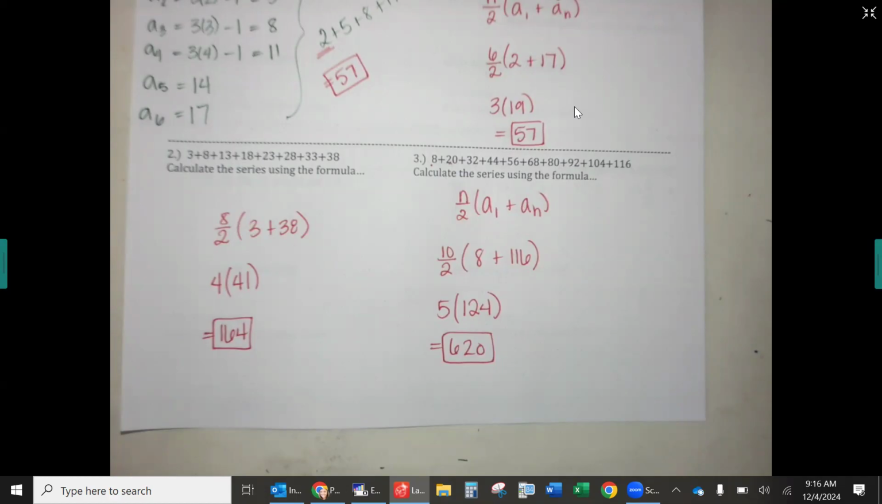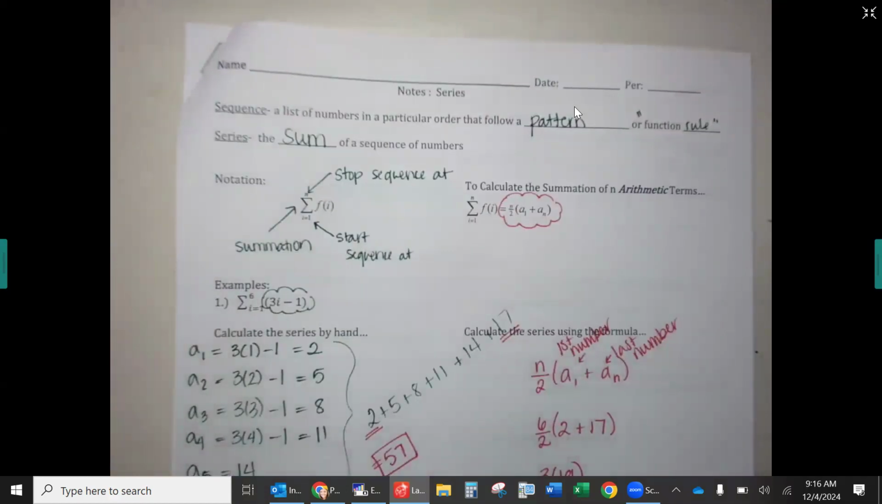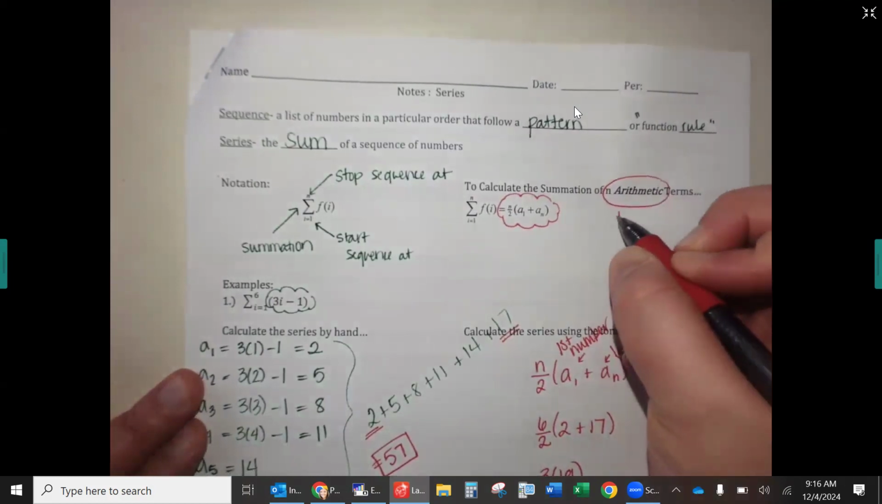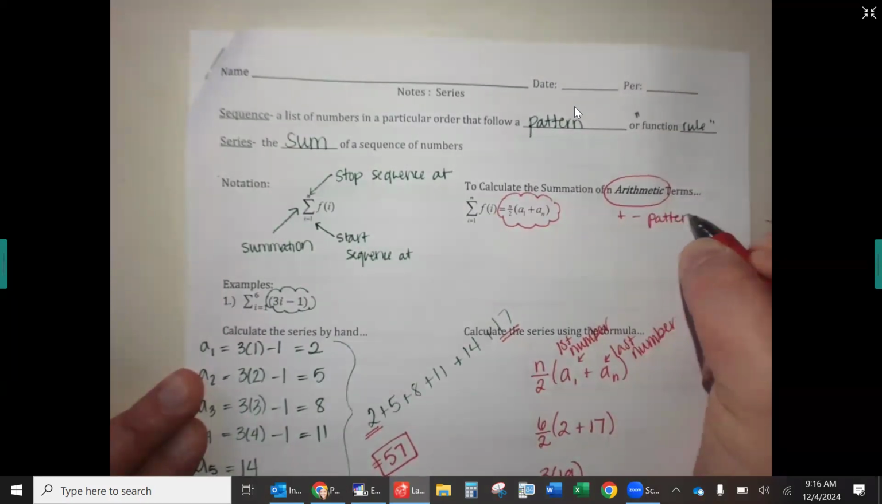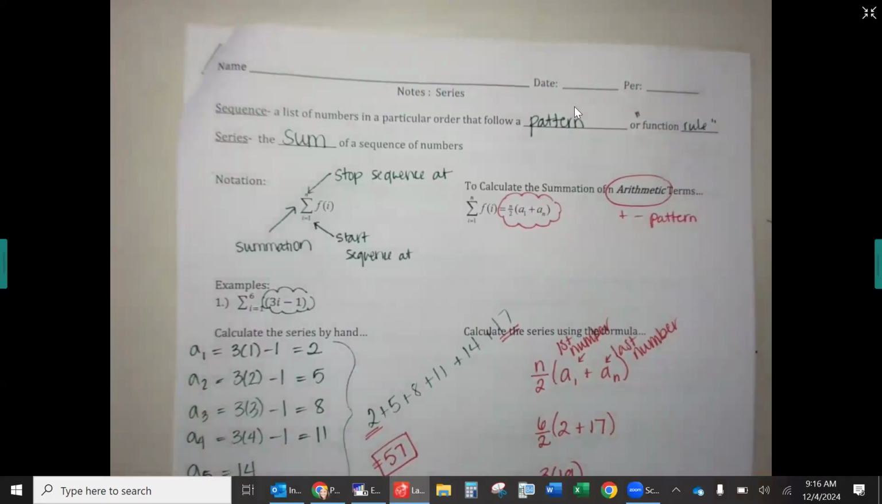Okay, and then also, I don't think I said this, but you can only use this formula right here if it's an arithmetic sequence. Do you remember what types of patterns count as arithmetic? Plus and minus. Very good. So if it's a plus or a minus pattern, if it's an arithmetic sequence, then you would use that formula. So turn the page. Geometrics have their own, but it's really just as easy as the one we just did. So turn the page and let's do it for a geometric sequence.